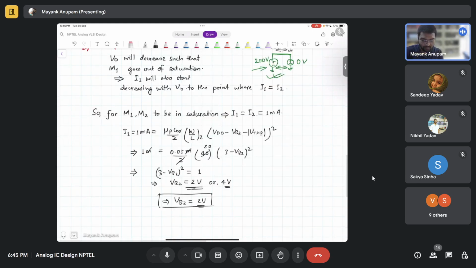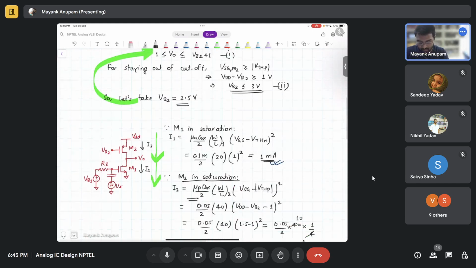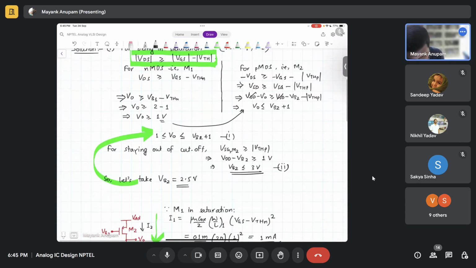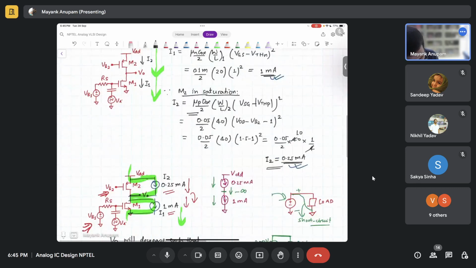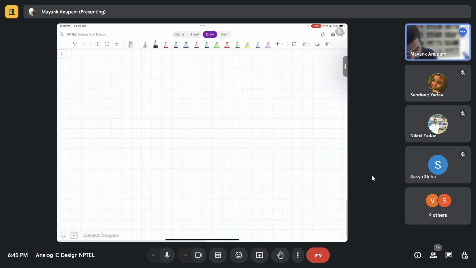You see, in this condition, I simplified it with respect to the channel length modulation, right? I assumed the channel modulation to be absent here. However, if you had assumed channel length modulation here, then it would have been much easier for you to see. See, let's assume. Mayank, yes.